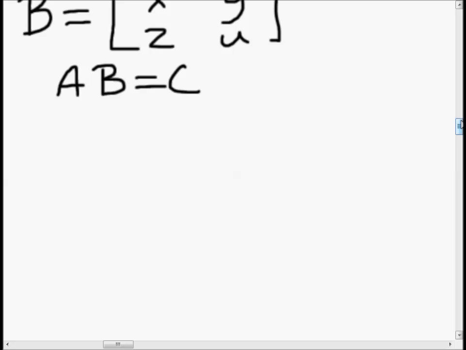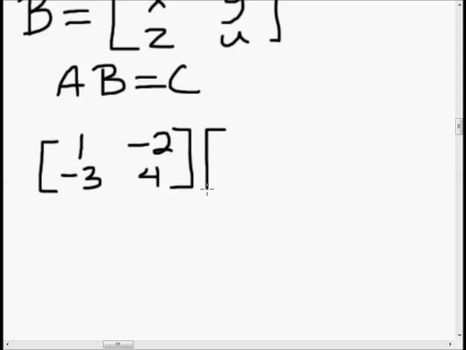Okay, so how do we do this? Well, matrix multiplication doesn't seem as simple as it is, but it's pretty easy. So let's go ahead and actually write it down. So A is the matrix 1, -3, -2, and 4 times the matrix x, y, z, and u. Okay, so how does that help us out? Well, now we can actually just plug in the formula.